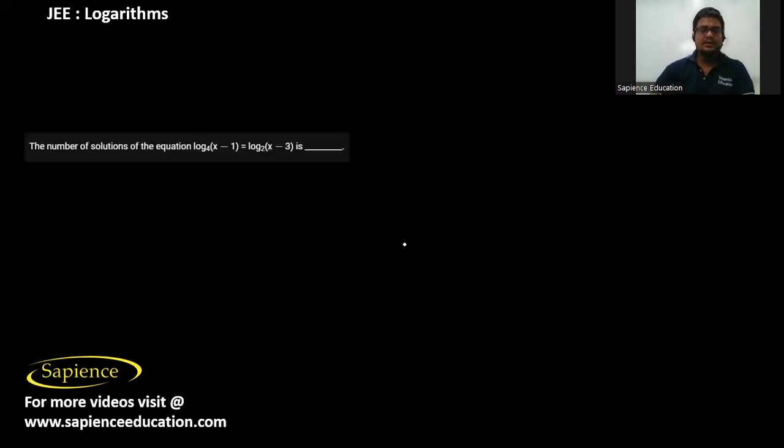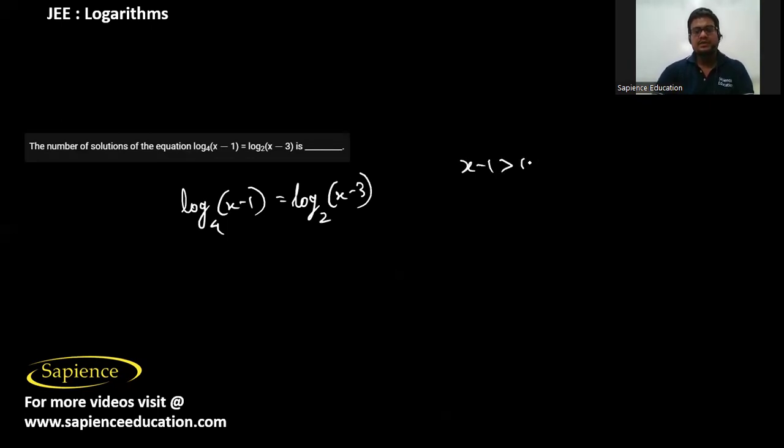Yeah. Then here it is told the number of solutions of this equation: log of (x plus 1) base... log of (x minus 1) base 4 is equal to log of (x minus 3) base 2. So now it means x minus 1 should be greater than 0, so x should be more than 1. And also x minus 3 should be greater than 0, so x should be greater than 3. If you take their intersection, then x should be more than 3.